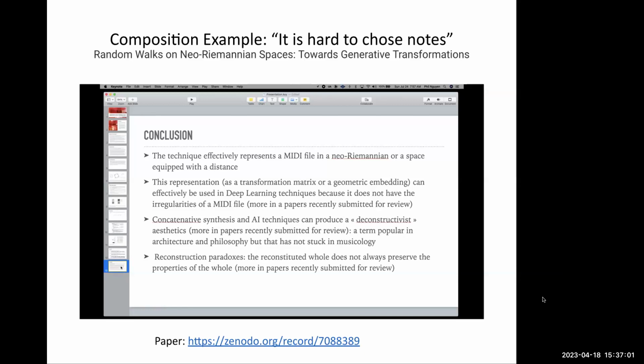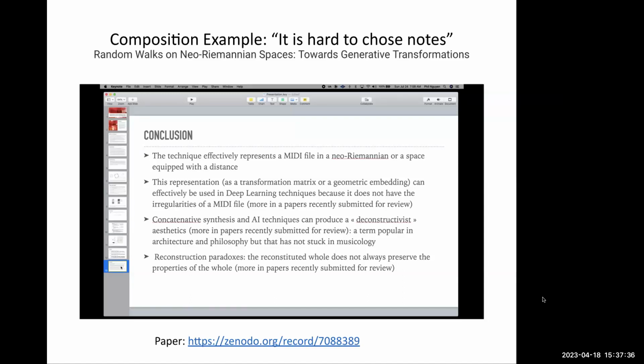So concatenative synthesis techniques and AI techniques can produce what we call here deconstructivist aesthetics. More on deconstructivist aesthetics in music in a paper we recently submitted. This term is actually very popular in architecture and philosophy, but has not stuck in music. So we feel that there's something very deconstructivist in the techniques that we were introducing. And you can hear it in the examples that I gave.